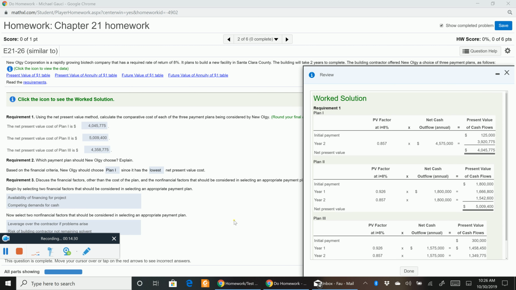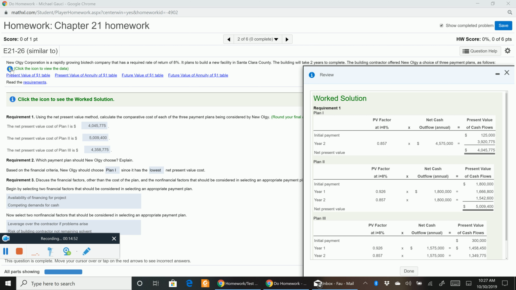Okay, in this next example, we have a company. They are a rapidly growing biotech company. Their required rate of return, or their cost of capital, is 8%. They're planning on building a new facility in Santa Clara County. The building will take 2 years to complete. The building contractor offered the company a choice of 3 payment plans.